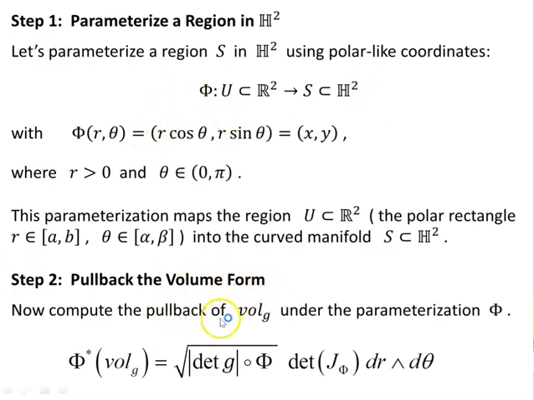Step 2 is now the pullback. Now compute the pullback of the volume form under the metric G, under the parameterization phi. So phi is our map, and we're going to pull back against that. So the pullback under phi, that's phi star of the volume form of G, is the square root of the absolute value of the determinant of G in the original coordinates composed with the map phi, times the determinant of the Jacobian, dr wedge d theta. All right, now notice there's no absolute value signs here at the moment. There will be when we go to the integral, don't forget.